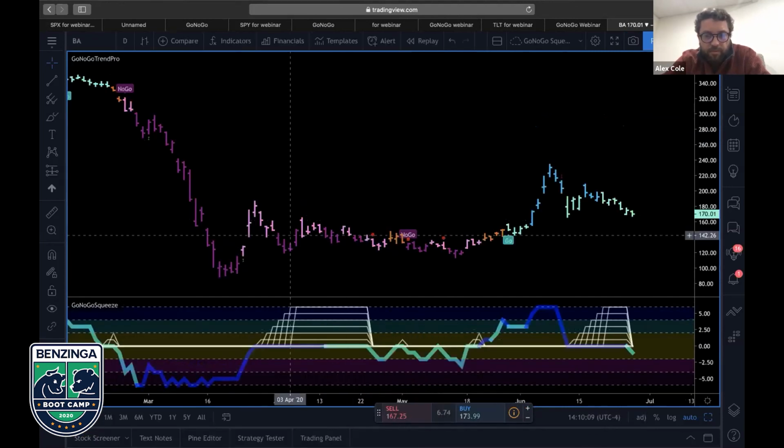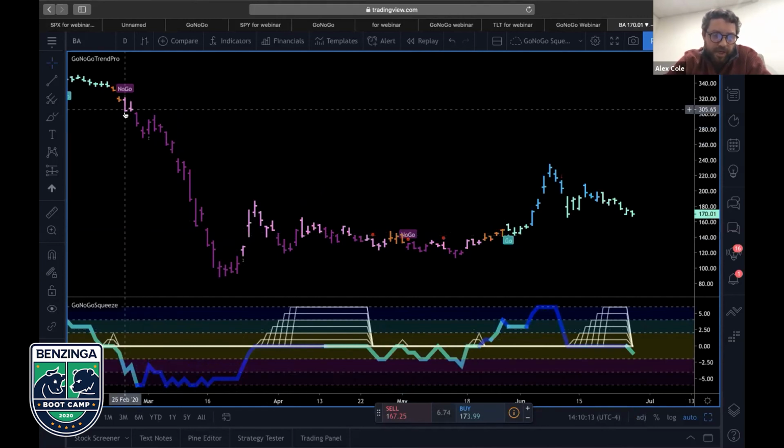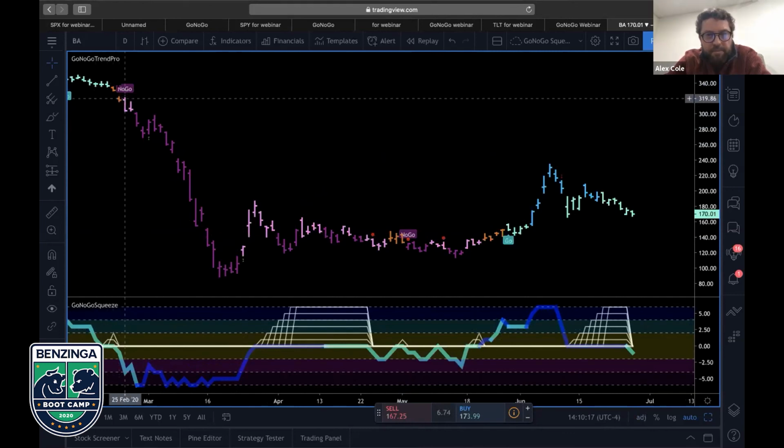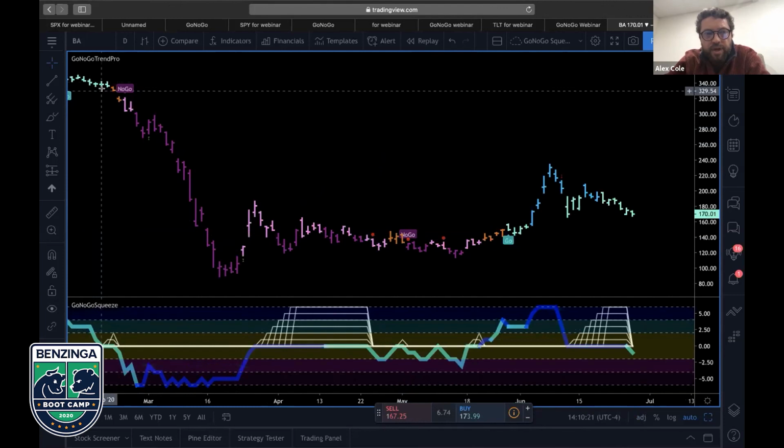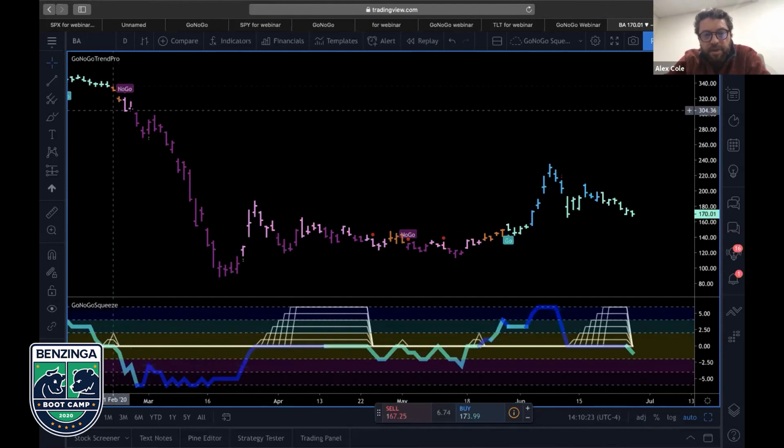So great chart. I've been looking at it a lot. You get your no-go end of February after a couple. By the way, the amber bars here are neutral bars, meaning no trend really identified. It's come out of a go trend, and they typically serve as a bridge between trends.